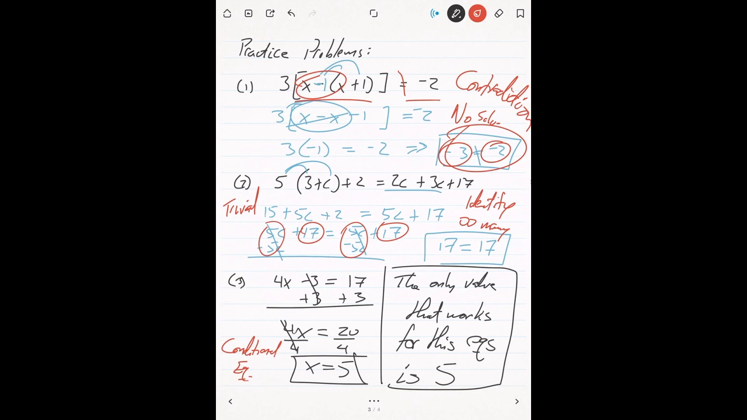And then we might also have something like a contradiction, something that just doesn't work. And in this case, like I said, we know from the get-go that the two sides weren't equal. They were imbalanced from the beginning. So that's the difference between a conditional equation, a contradiction, and an identity.